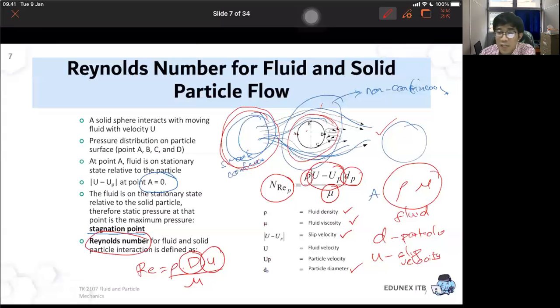Any other question? Okay, if not, then I will continue. Basically, at A, the position will be the stagnation point. The slip velocity will be 0. At B, C, and D, the slip velocity will not be 0. There will be some effect of the friction in each point.